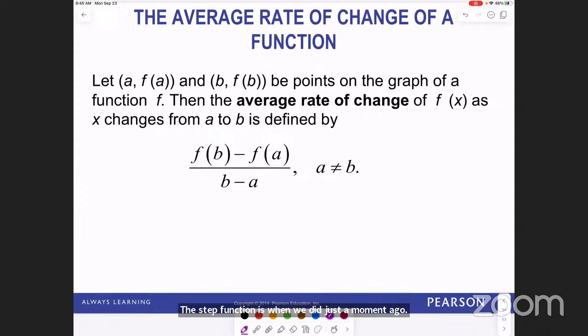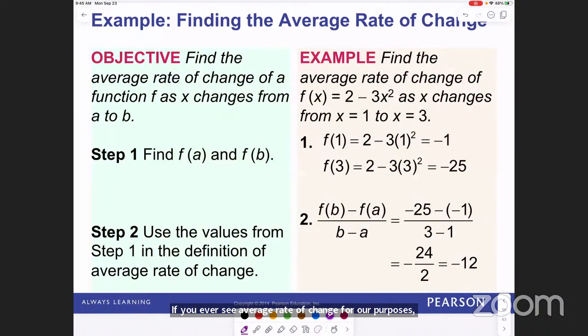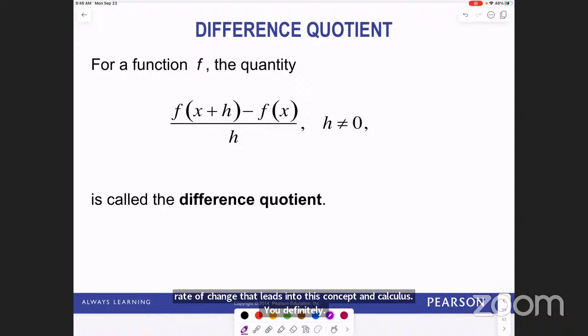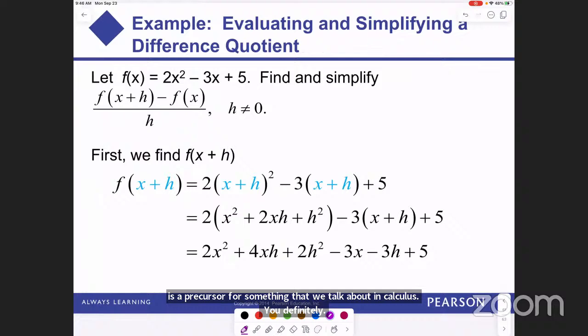And then for our purposes, whenever you see average rate of change, that's essentially finding the slope between two points, right? So if you ever see average rate of change, for our purposes, that's just finding the slope between two points. So the difference quotient is an application of an average rate of change that leads into this concept in calculus. This is a precursor for something that we talk about in calculus. You definitely want to be sure that you watch the video pertaining to this as well. Again, this is all in my pre-recorded lecture. I'm just doing a quick scan.